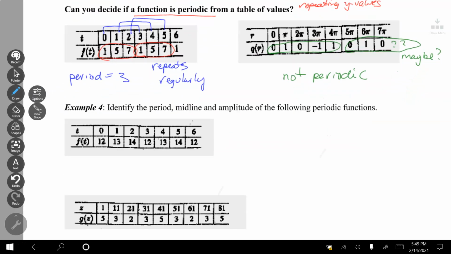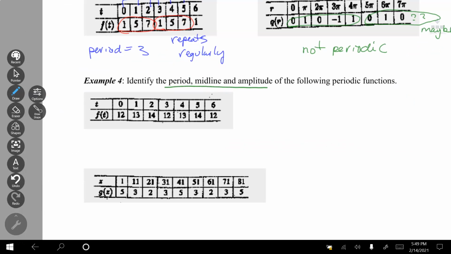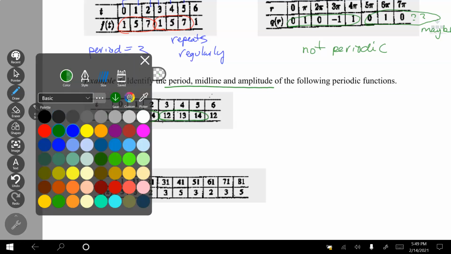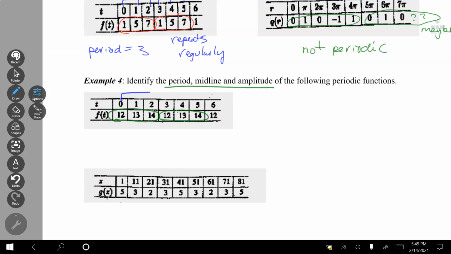Now these next ones, I say they are periodic. We have to identify the midline, the amplitude, and the period. Well, again, I see 12, 13, 14, 12, 13, 14. I see they're happening pretty regular. 0 through 3, 1 through 4, 2 through 5. So I see the period is equal to 3 because they do repeat.